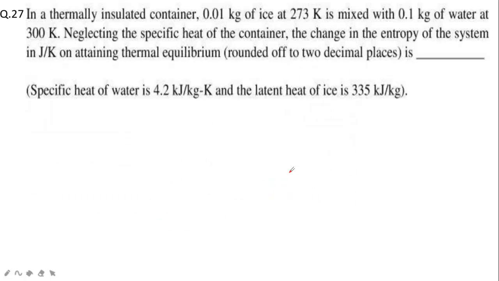Moving ahead, question number 27. In a thermally insulated container, 0.01 kg of ice at 273 Kelvin is mixed with 0.1 kg of water at 300 Kelvin. Neglecting the specific heat of the container, the change in the entropy of the system in joule per Kelvin on attaining thermal equilibrium is? The data are given. Specific heat of water is 4.2 kilojoule per kg Kelvin and latent heat of ice is 335 kilojoule per kg.